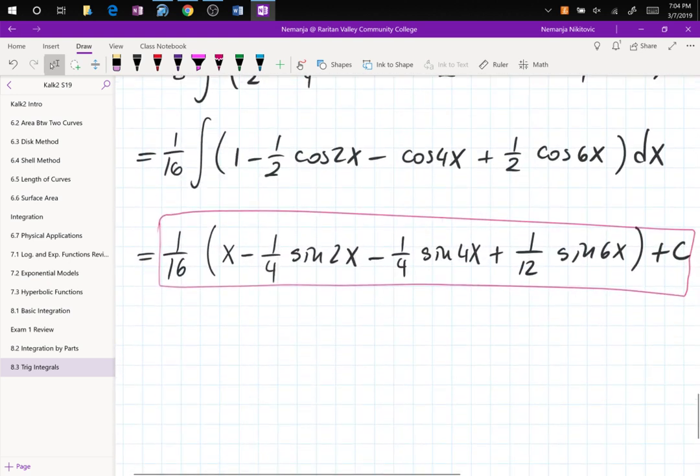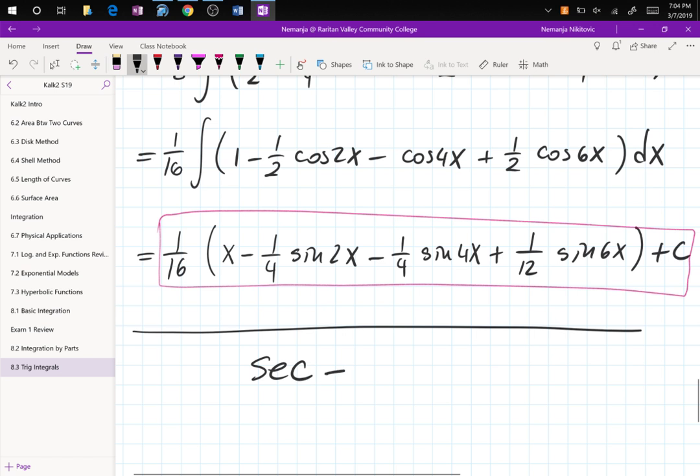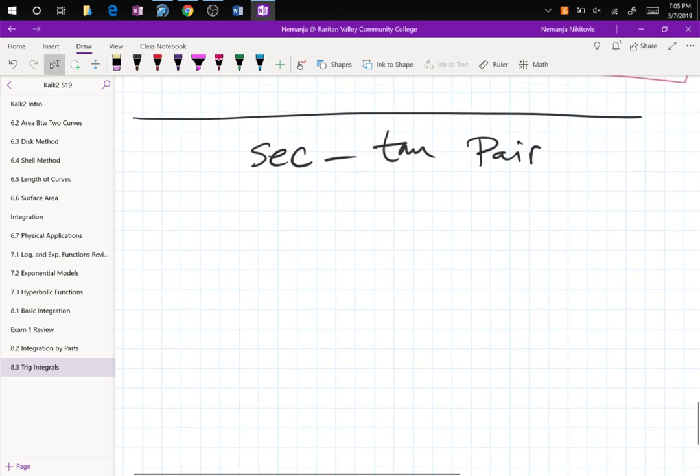next time anyone complains that their problem is too long, you say, but look at this. Secant tangent pair. Whatever you learn for secant tangent works exactly the same way for cosecant cotangent. We do not have to learn the cosecant cotangent pair for these trig integrals separately or at all. You just have the formulas look the same. You're just having minus signs floating around to annoy you.